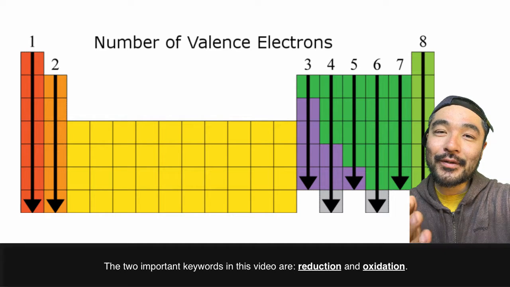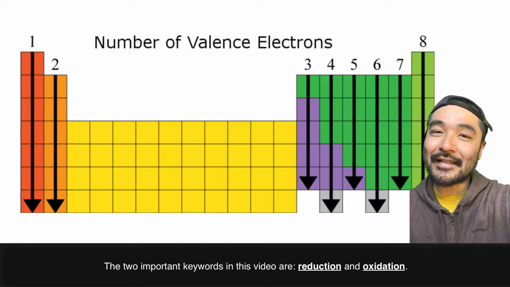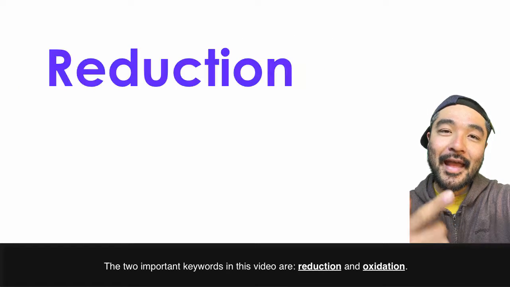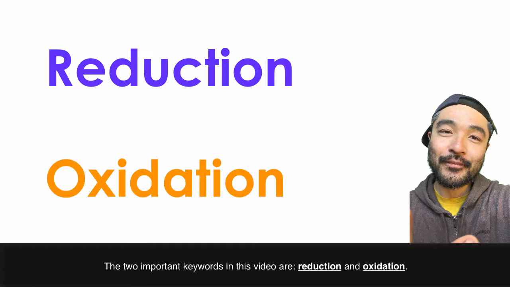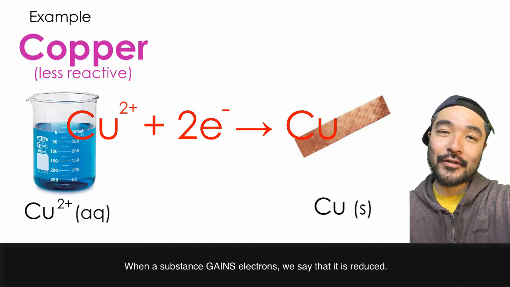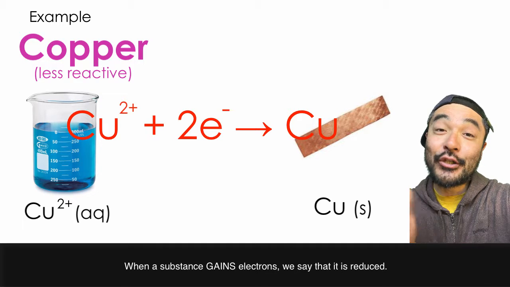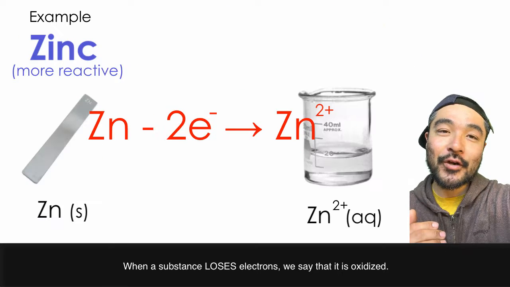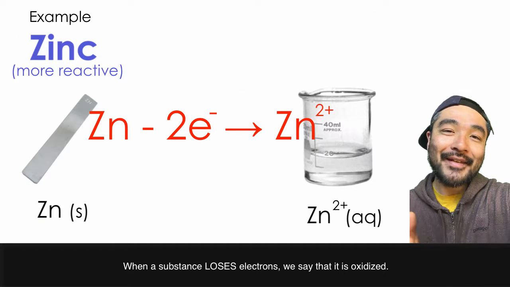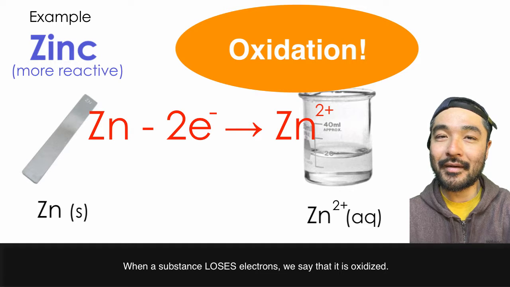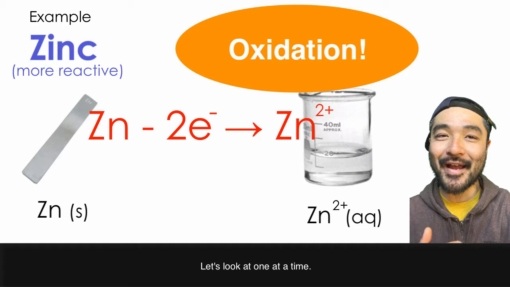The two important keywords in this video are reduction and oxidation. When a substance gains electrons, we say that it is reduced. When the substance loses electrons, we say that it is oxidized. Let's look at one at a time.